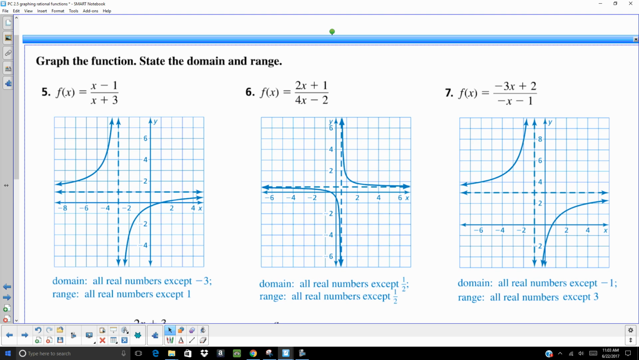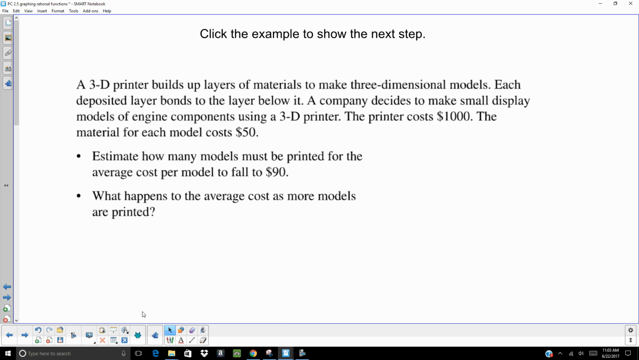All right, we're going to go on to the next example. We've got a 3D printer, builds up layers of material to make a three-dimensional model. Each deposited layer bonds to the layer below it. The company decides to make a small display model of engine components using a 3D printer. The printer costs $1,000. The material for each model costs $50. Estimate how many models must be printed for the average cost to fall to $90.